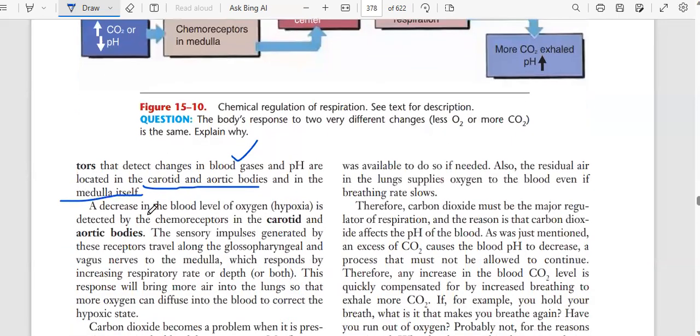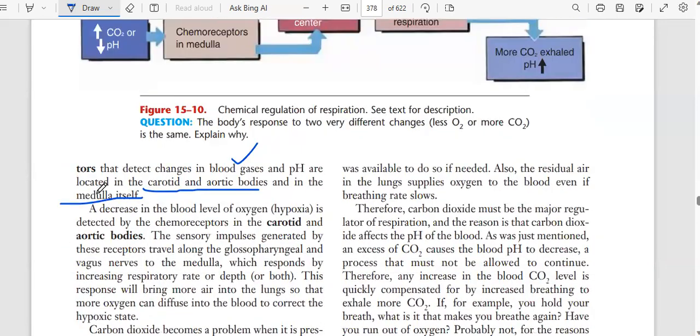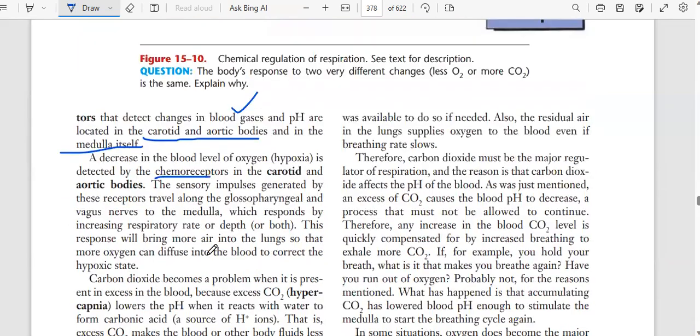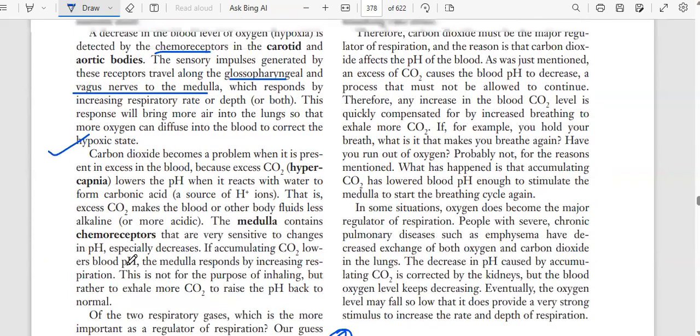So how is it happening? Let's talk about that. A decrease in the blood level of oxygen is detected by the chemoreceptors in the carotid and aortic bodies. The sensory impulses generated by these receptors travel along the glossopharyngeal and vagus nerves to the medulla, which responds by increasing the respiratory rate or depth. This response will bring more air into the lungs so that more oxygen can diffuse into the blood to correct the hypoxic state.